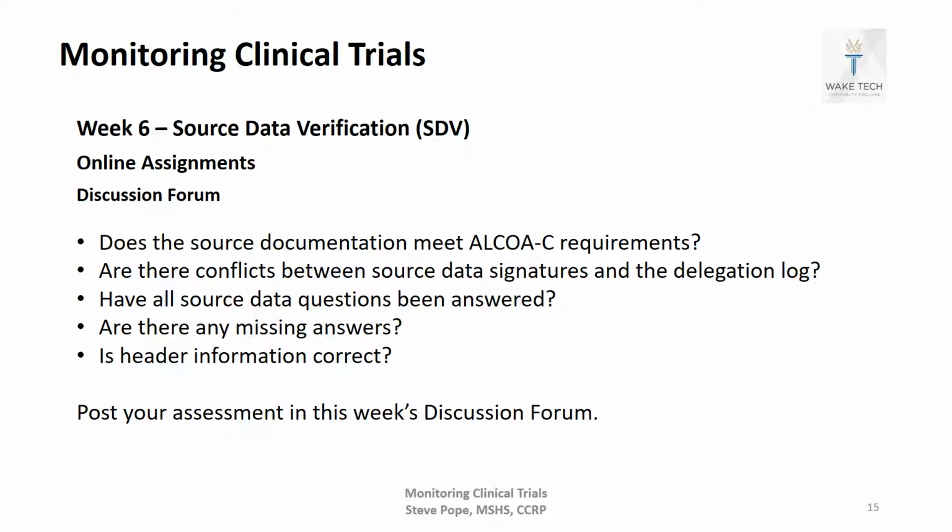Have all source data questions been answered? We don't have any blanks. We don't have any checklists that are not marked, things like that. Are there any missing answers? Is the header information correct? We don't have any headers that have the wrong subject number or something like that on it. So use these questions to verify things as you're going through the source data this week.